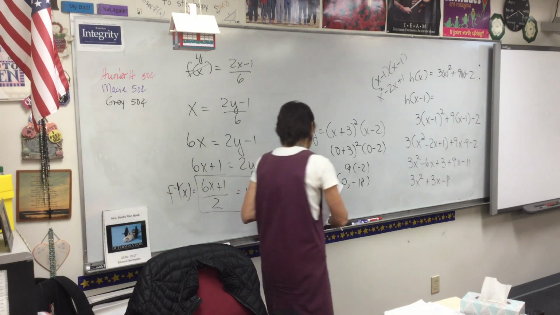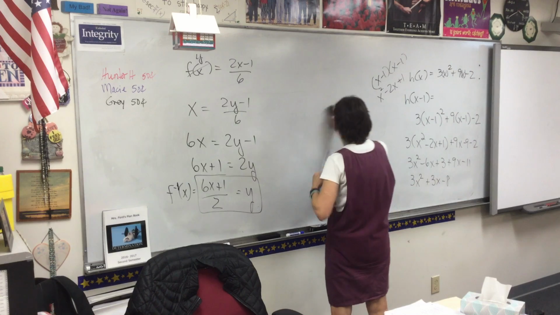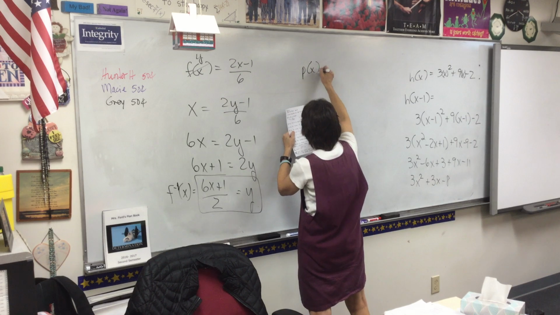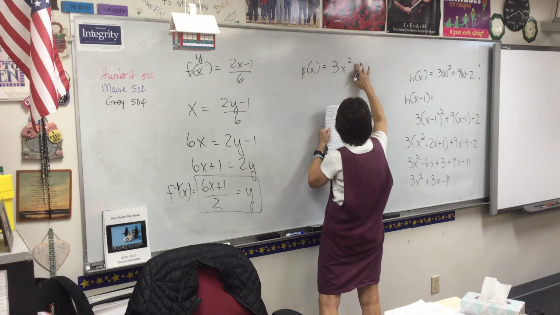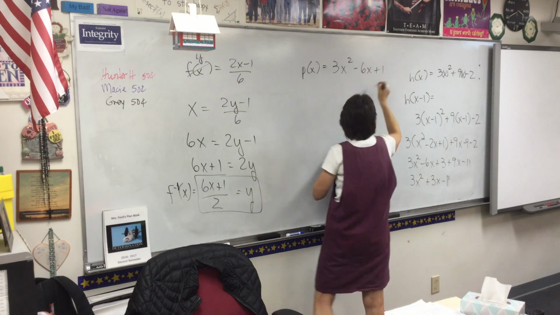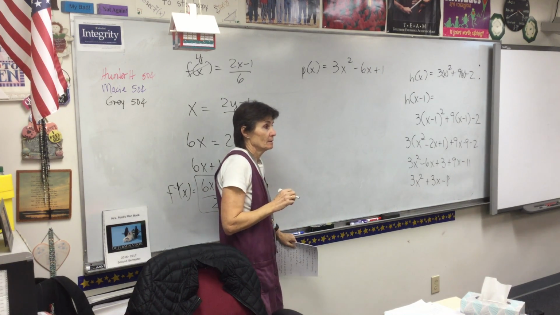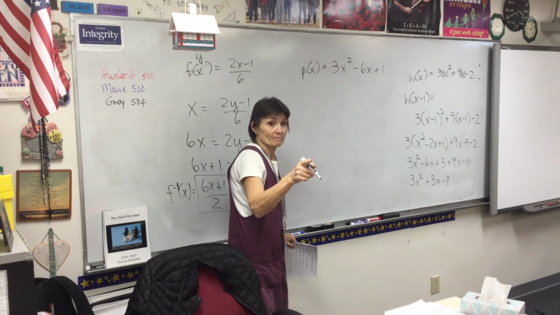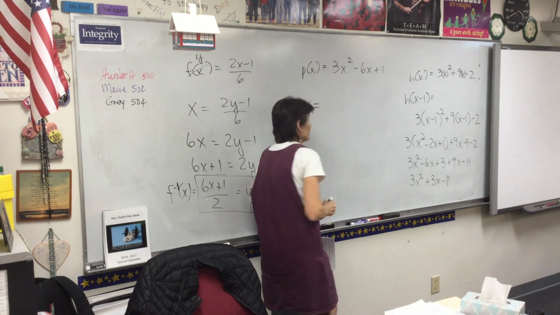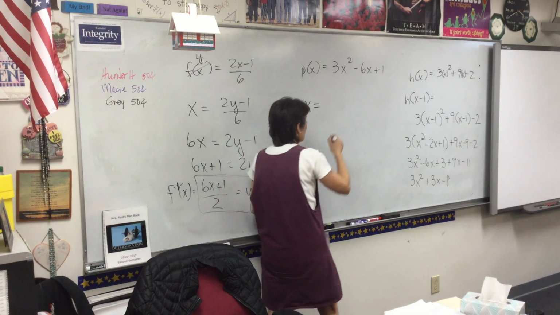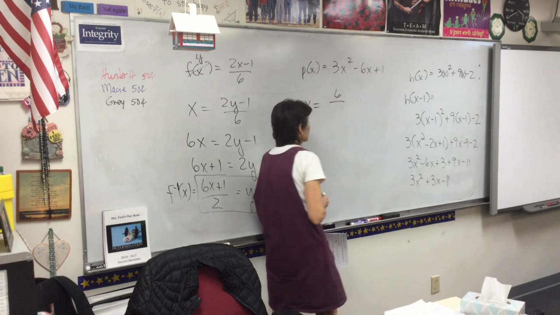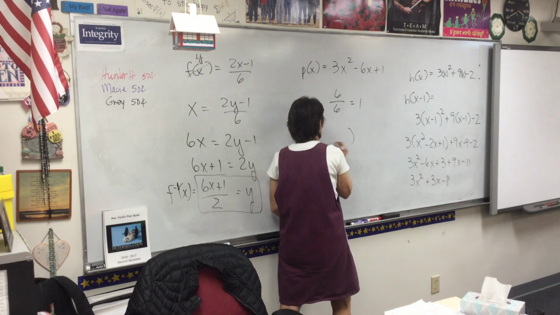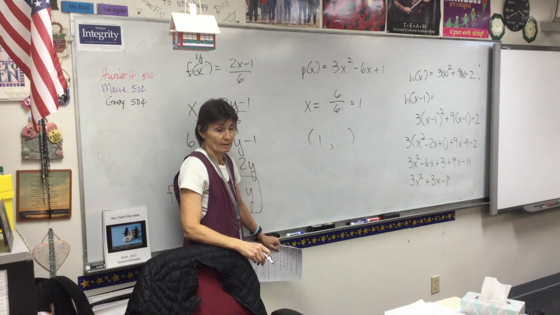All right, number 5. We should not have forgotten this. How do we find the vertex of a parabola? This is a parabola, x squared. How do we find the vertex? We have a formula. What's our formula? Negative b over 2a. That's exactly right. So x equals negative b, which would be 6, over 2a, which would be 6. So my vertex has an x coordinate of 1.